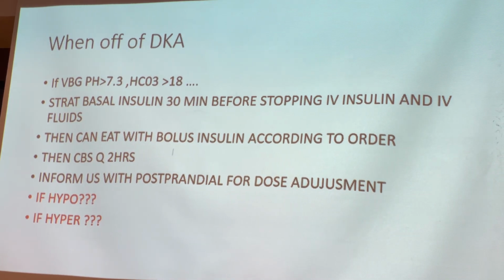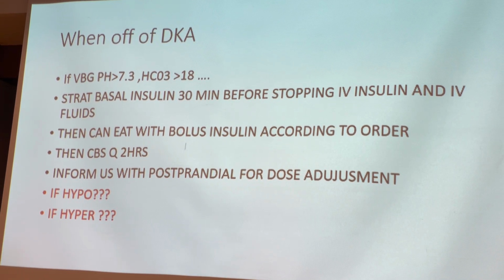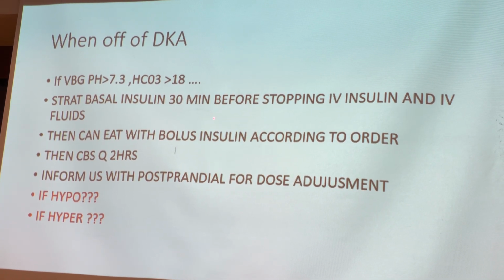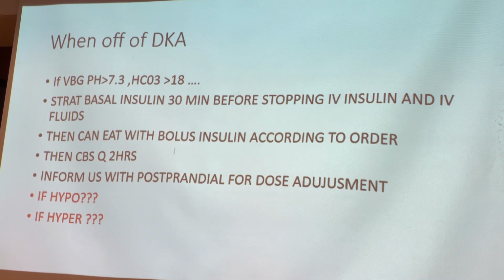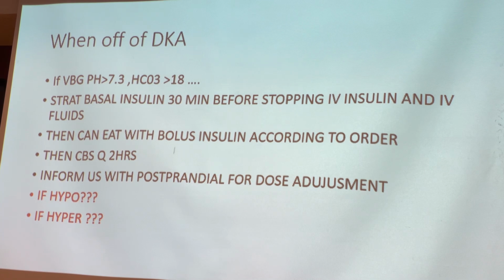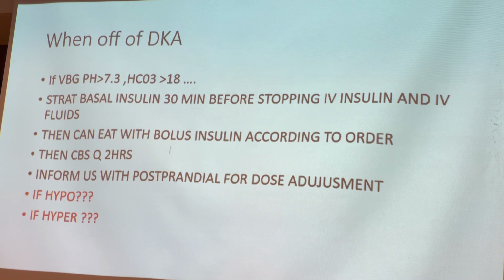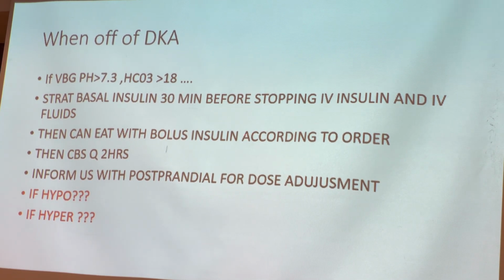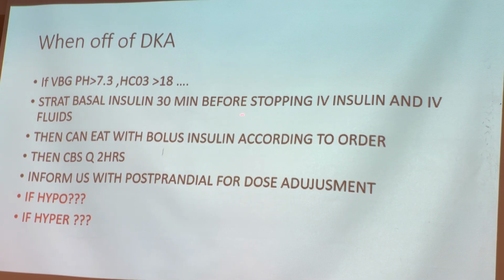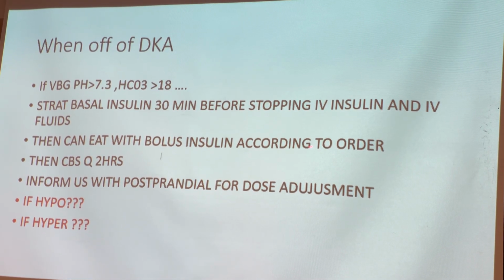So we will shift: he will order the sub-Q insulin, whatever the basal, Tresiba, Toujeo, Lantus, whatever the patient is on. And we have to start it 30 minutes before stopping the IV insulin and the IV fluids, because this will take time. If you stop the IV insulin, the patient doesn't have insulin in his blood at all, so the blood sugar will go up. So we start 30 minutes before, and then we can stop the IV insulin and the IV fluids. Clear? Don't stop until you have the sub-Q insulin with you. And then the patient can eat. As we said, the patient is already NPO, then he can eat and get bolus insulin according to the order.